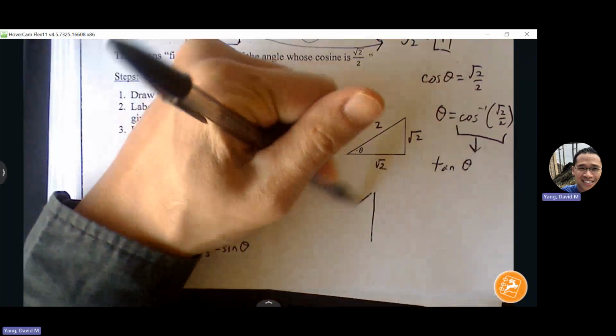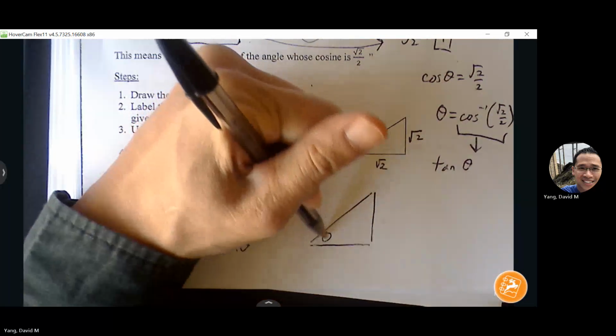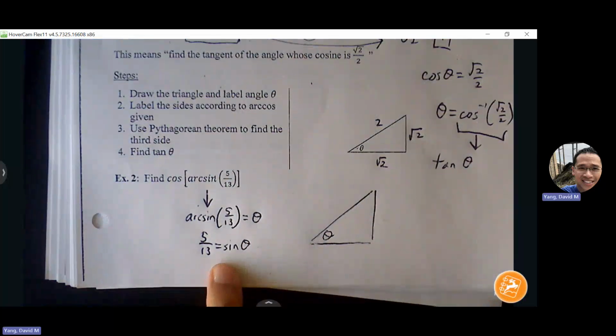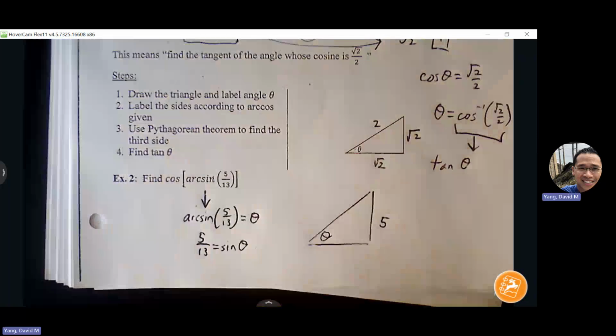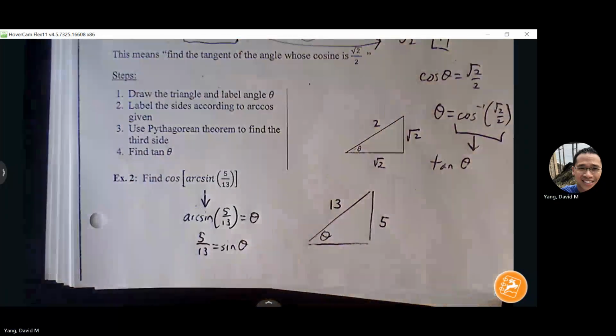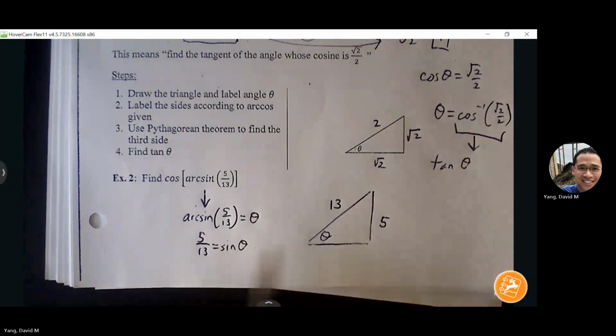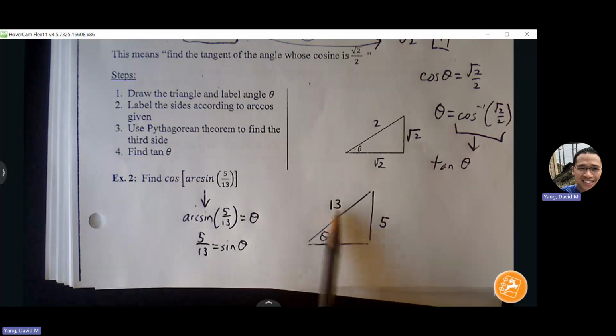So we go to our triangle here. Let's create a triangle where this is true. Sine of theta equals 5/13. Where does the 5 and 13 go? Opposite over hypotenuse. Now, can I find this missing side here? Yeah, Pythagorean theorem, A² plus B² equals C². 12, yeah.